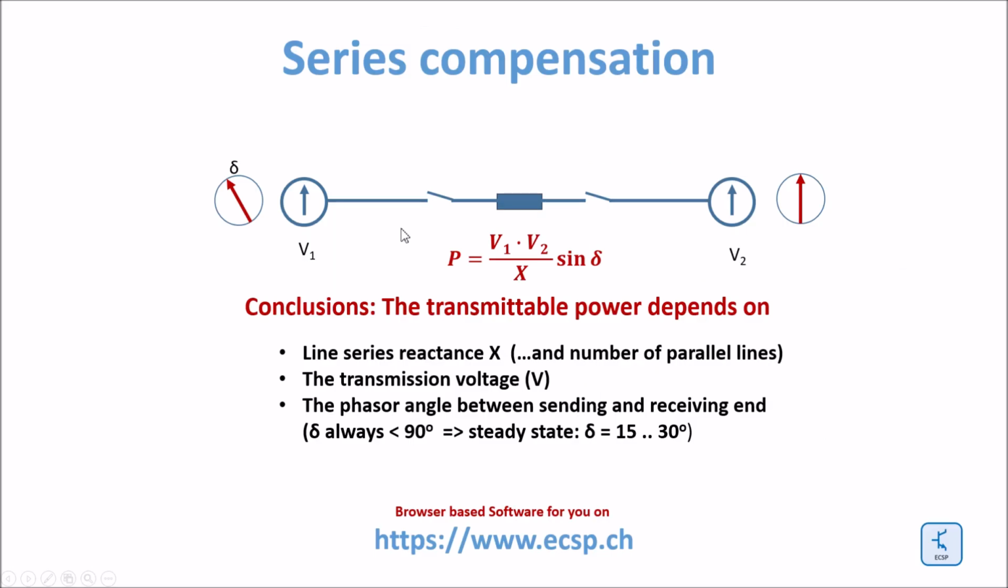As a conclusion, the maximum real power which can be transmitted over a long line is equal to the voltage at the sending end times the voltage at the receiving end divided by the series reactance of the line times the sine of the phasor angle between the sending end and the receiving end voltage phasor. The phasor angle between the sending end and the receiving end should never exceed 15 to 30 degrees, so that also during transient conditions it never gets to 90 degrees, otherwise we immediately lose stability.